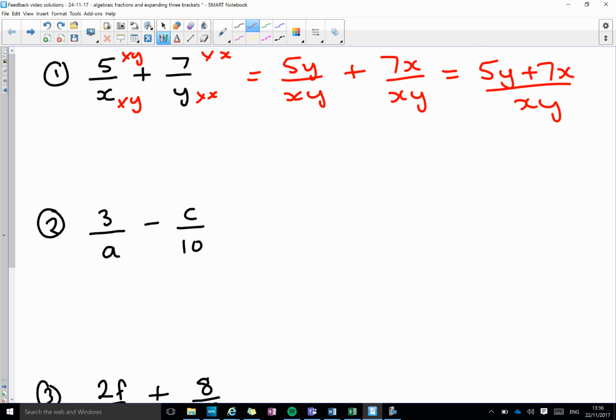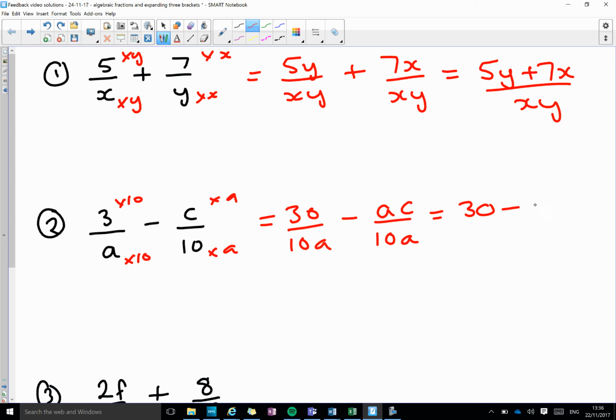Same with the second one. This time I multiply this by 10, this by 10, this by a, this by a. So I'm left with 30 over 10a minus ac over 10a. I've now got the same denominator, so I can subtract those and get 30 minus ac over 10a.